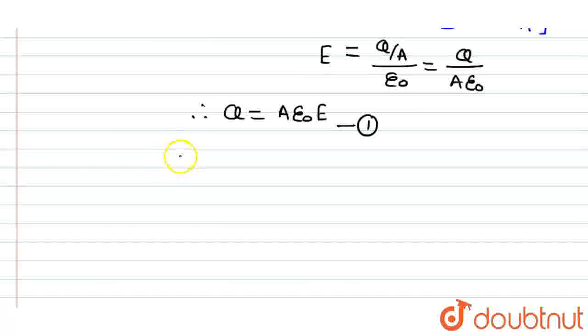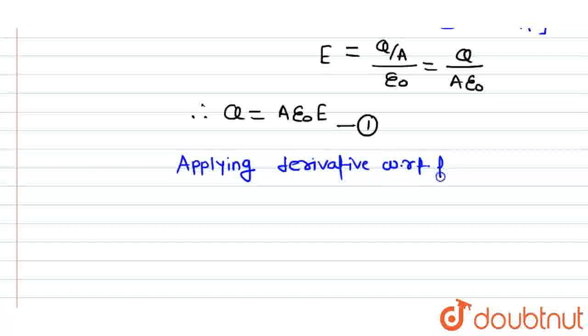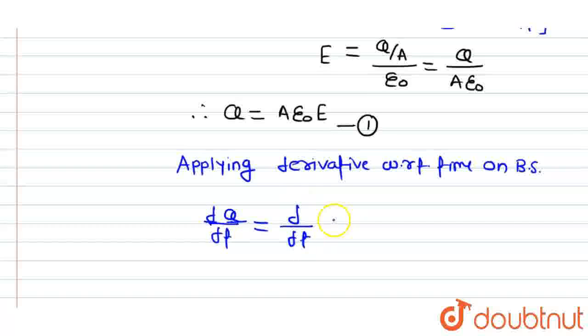Now applying derivative on both sides with respect to time, we get dq upon dt equals d by dt of epsilon naught E into A. Since E into A is equal to electric flux, that is phi, we can put the value here.